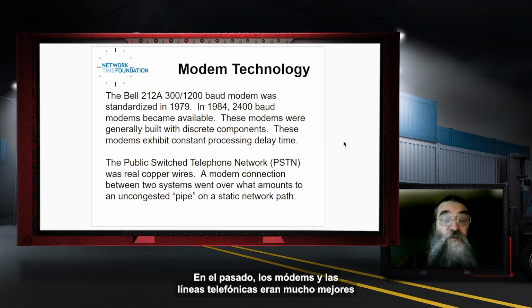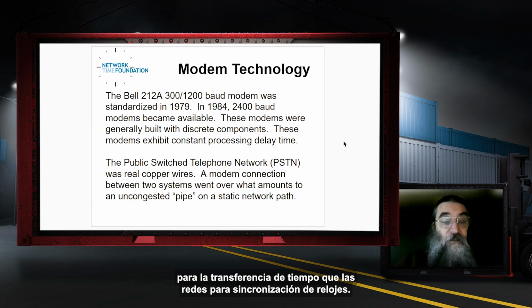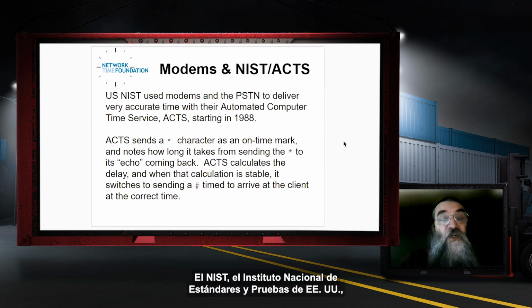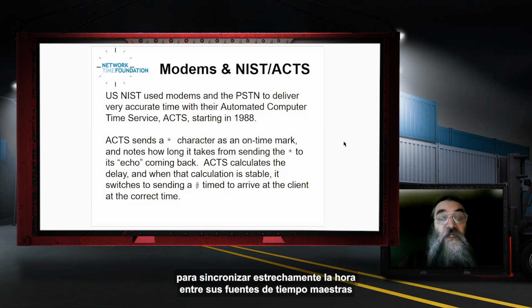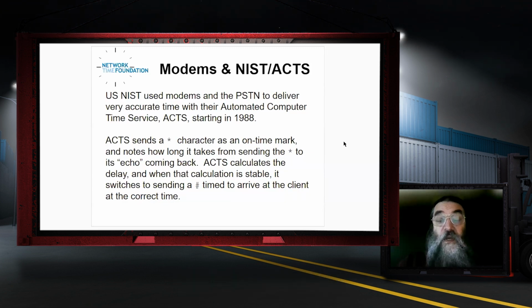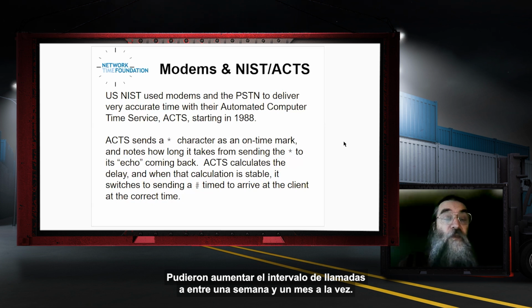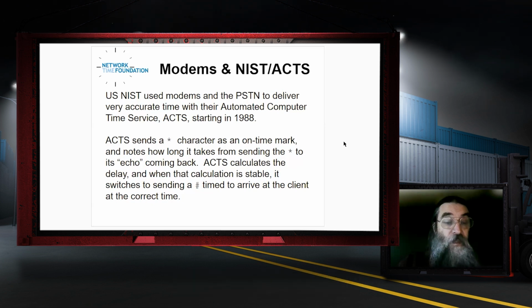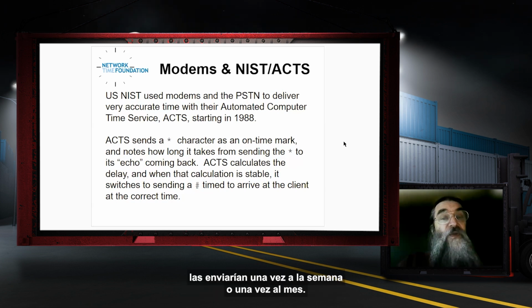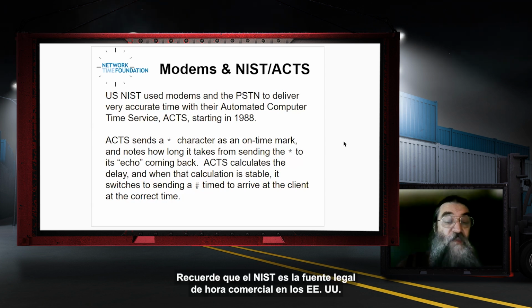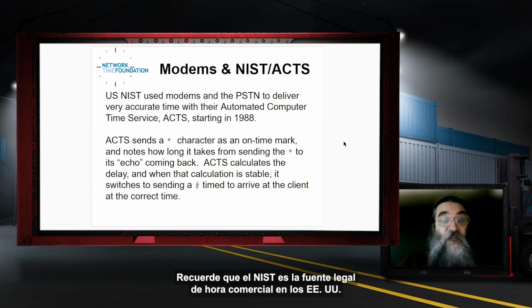In the old days, modems and phone lines were much better for time transfer than networks for synchronizing clocks. NIST, the National Institute of Standards and Technology in the USA, used their Automated Computer Time Service, ACTS, to closely synchronize time between their master time sources and their satellite offices. They were able to increase their poll interval to between a week and a month at a time. So instead of sending an NTP volley every 100 seconds, they would send them once a week or once a month. Remember, NIST is the legal source of commercial time in the USA.